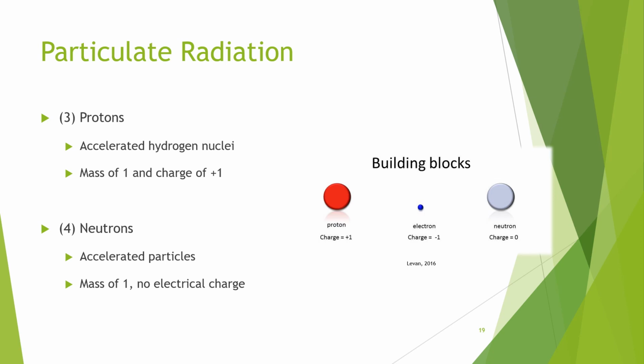The neutron is the fourth type of particulate radiation, and it has only one neutron in its nucleus. It's lost its protons, it's lost its electrons, and it has a mass of 1. It has no electrical charge whatsoever, and it's just a part of an atom.